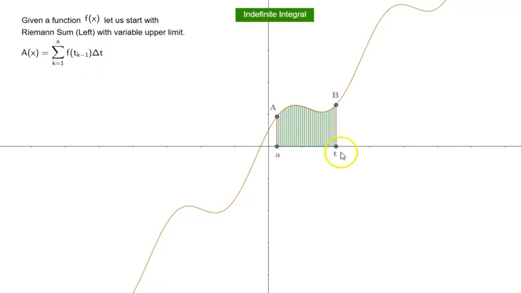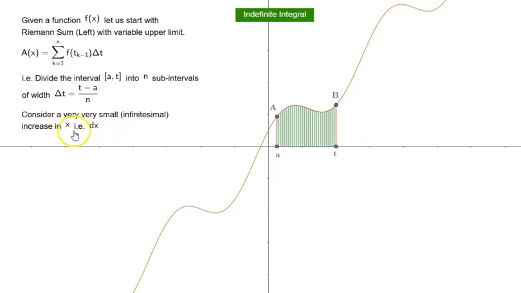Now here t is a dummy variable kind of thing, because x we are going to use for the variable upper limit. That is, divide the interval a comma t into n sub intervals of width delta t, which is equal to t minus a by n. Now consider a very small increase in x, that is dx. Very small is called an infinitesimal. So let's do that. x is very close to t. Let's take f of x and let's join these two.